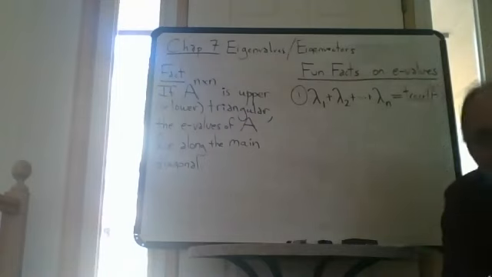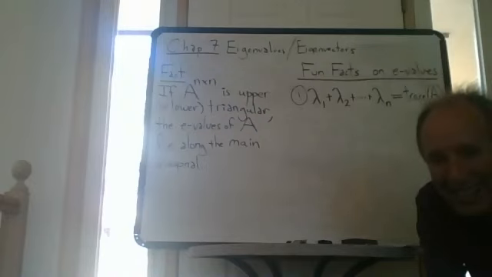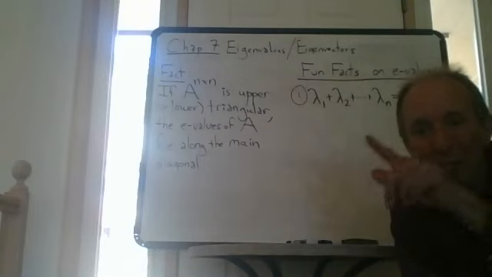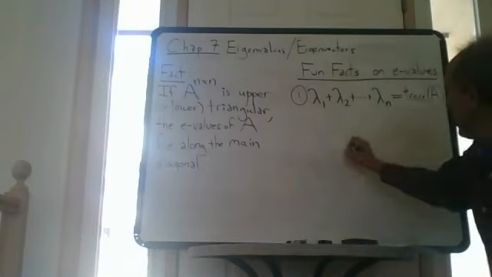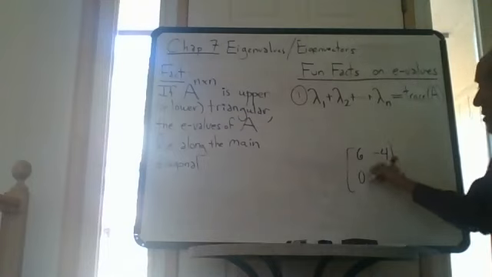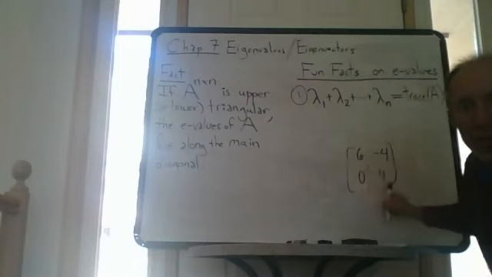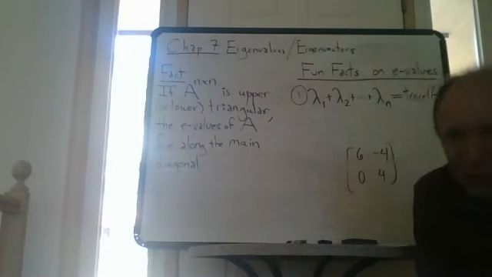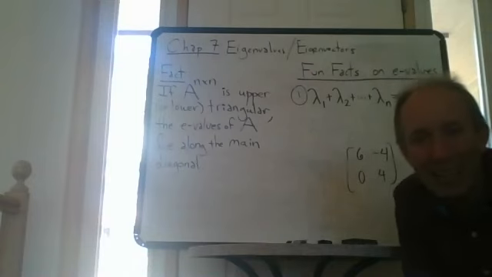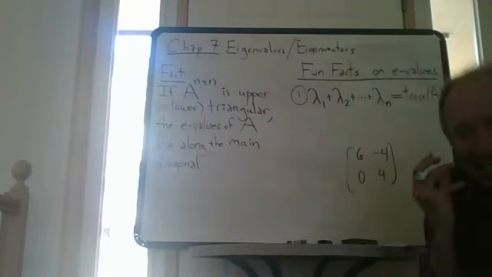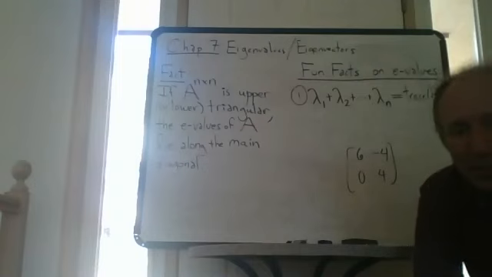The trace of your matrix. Do you remember what that was? The trace is just the sum of the main diagonals. You just add up the main diagonals. So in our matrix here, 6, -4, 0, 4, right? The trace is just 6 plus 4, which is 10. And if we add up our lambdas, which were 6 and 4 also, we get 10 as well, right? So this is always true. For any matrix, the lambdas always add up to the trace.